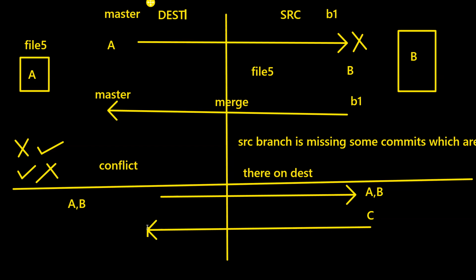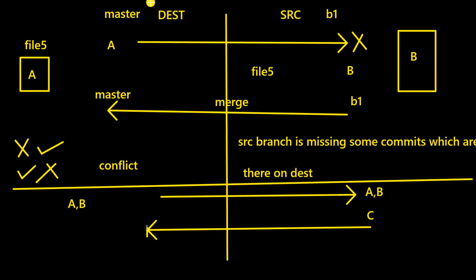See, the point to note here is, it's not just because of the same file. Yes, you get a conflict when it is the same file, but the same file and also the source missing some commits which are there on the destination, then you get a conflict, not just because of the same file. Making sense, everyone?